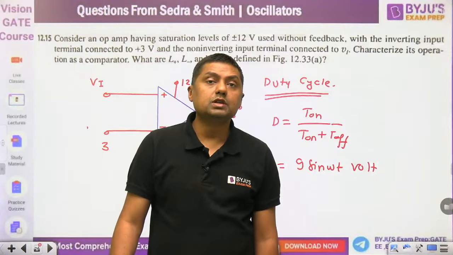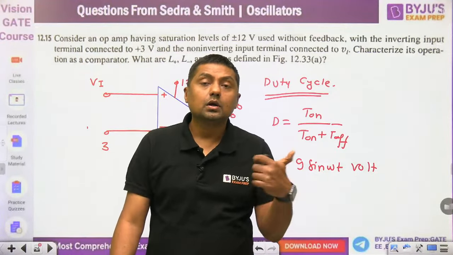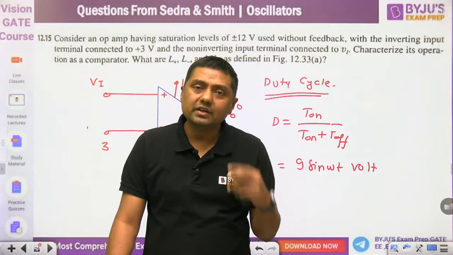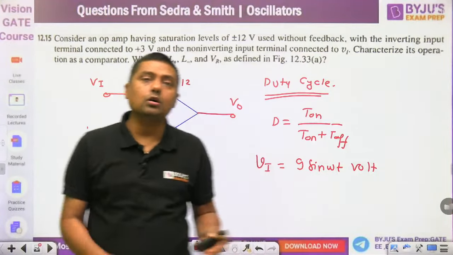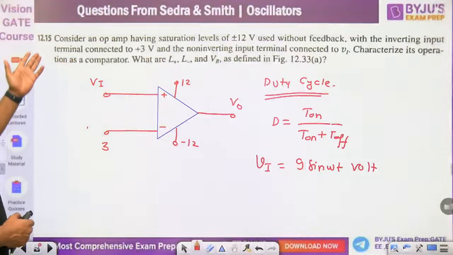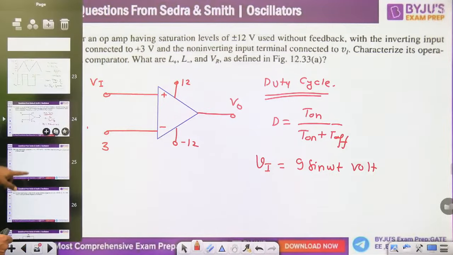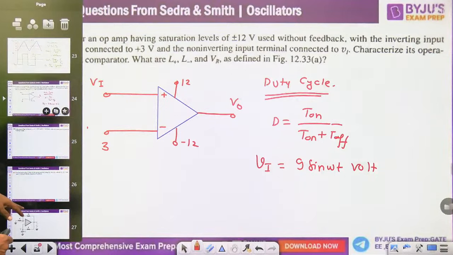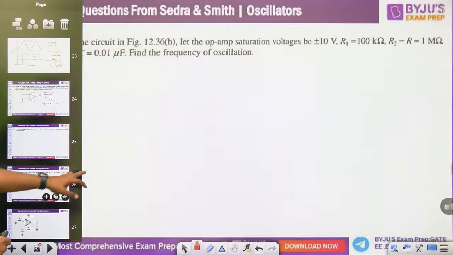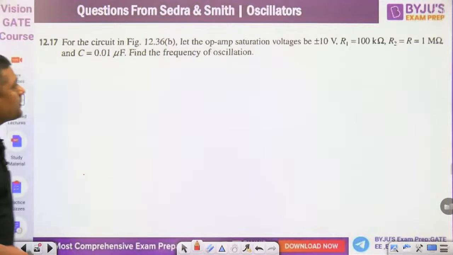Sir, but VI, which type of? Yes, I am giving VI is equal to 9 sine omega t, because without an input, it is difficult to find the duty cycle. So yes, I have given 9 sine omega t. That is an easy question. Now, already we have solved this type of questions. Now, I think this is clear to you. Now guys, this is given.